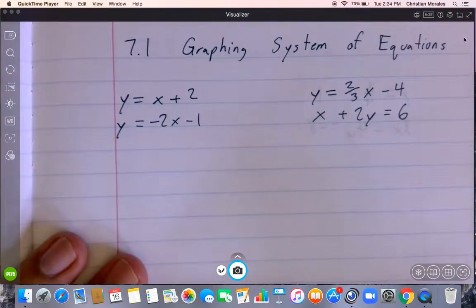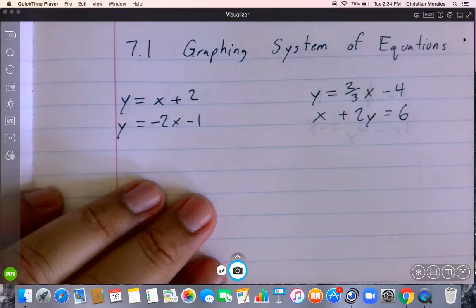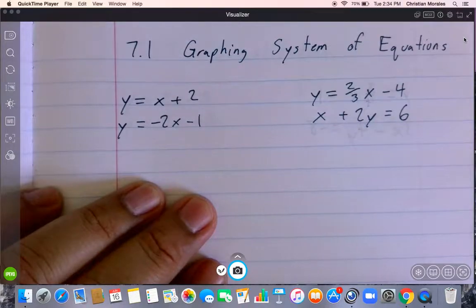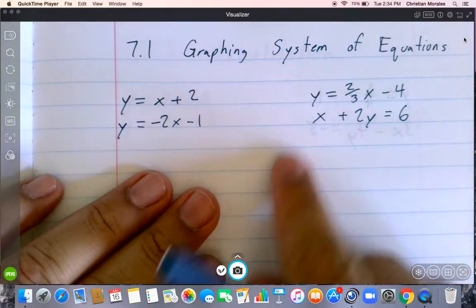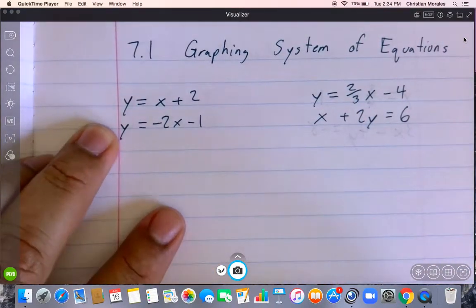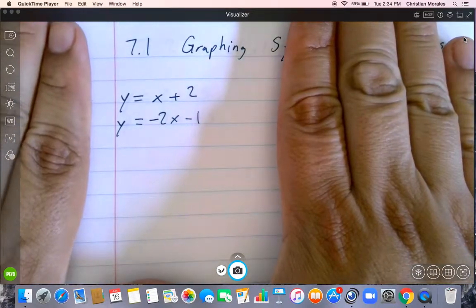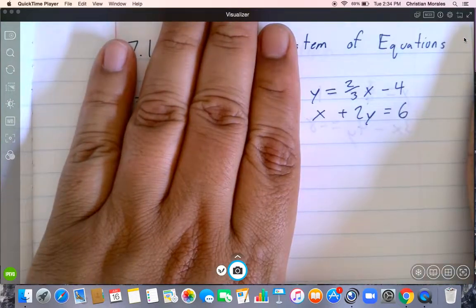Lesson 7, Part 1, Graphing Systems of Equations. So systems of equations, whenever you see system, that means you're dealing with more than one equation at a time. So this is one system of equations. This is another system of equations.